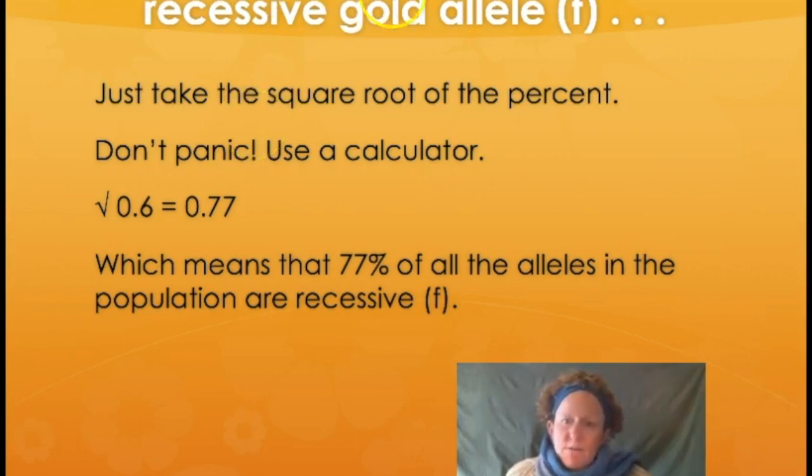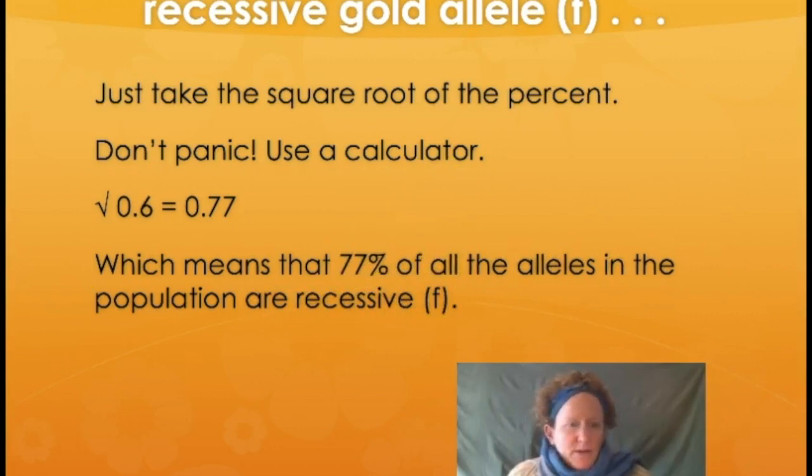So if we want to find the frequency of the recessive gold allele, in other words, little f, we can just take the square root of the percent of gold fish. So if we take the square root for the first one of 0.6, we get 0.77, which means that 77% of all the alleles in the population are recessive.